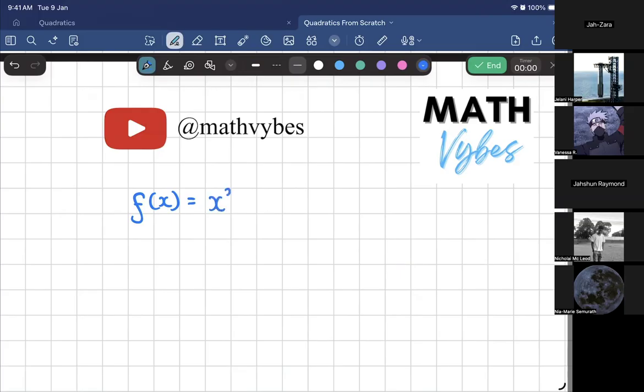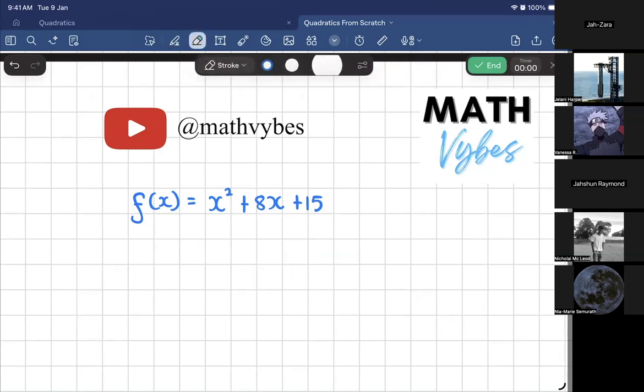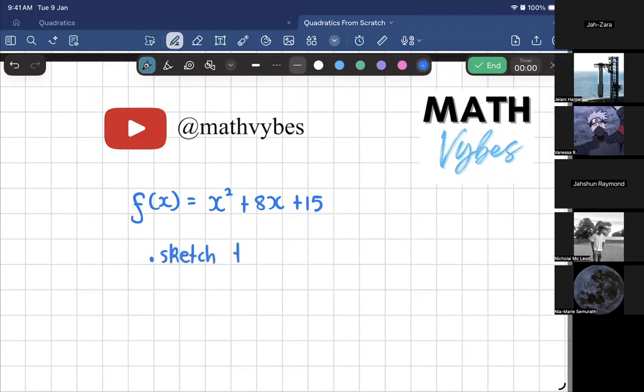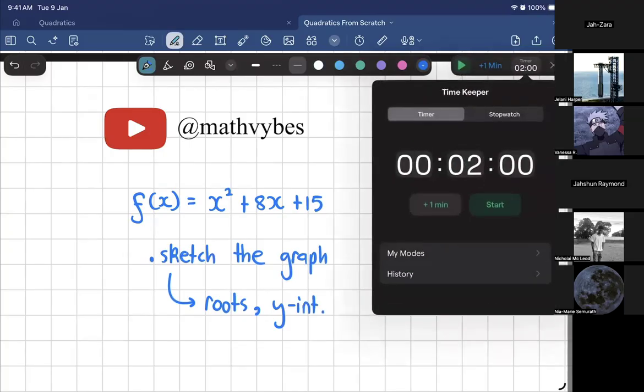Okay, so x squared plus 8x plus 15. I want you to sketch the graph. And in your sketch, I want to see the roots, and I want to see the y-intercept. So your time starts now.